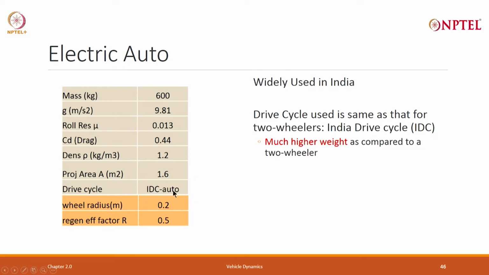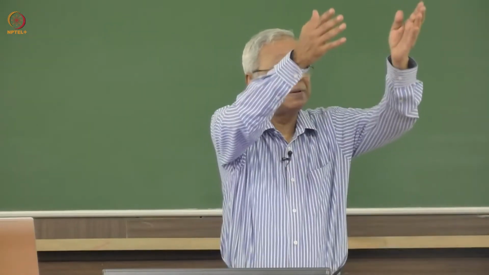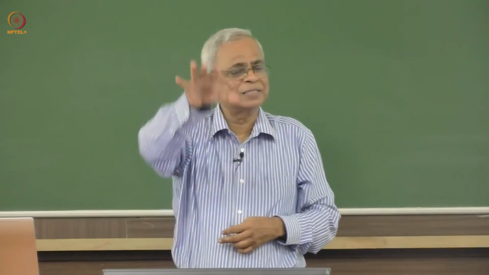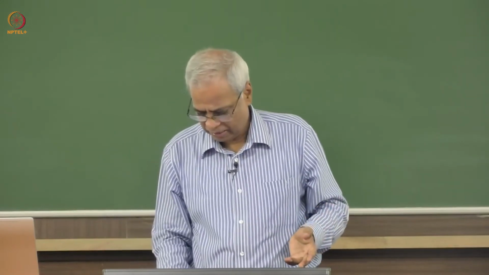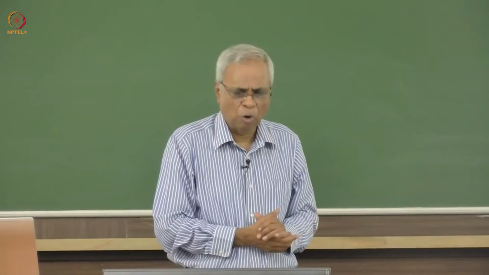We will use the drive cycle IDC auto, and IDC auto is same as the drive cycle for IDC two wheeler. So, we will use that. Wheel radius is 0.2 meters, smaller radius, and we take regeneration efficiency 0.5, which we will actually vary. And as I pointed out, we will use the same drive cycle. Now, one can change the drive cycle and redo the computation. All that it means is that in the spreadsheet, the velocity at different seconds will become different. So, if you do that, you do the same thing, no different.